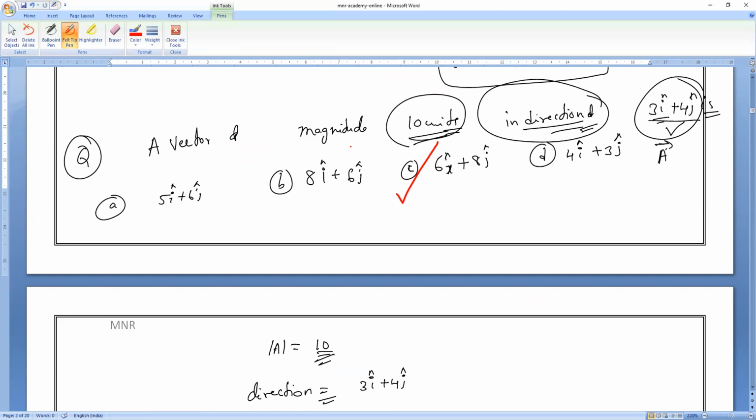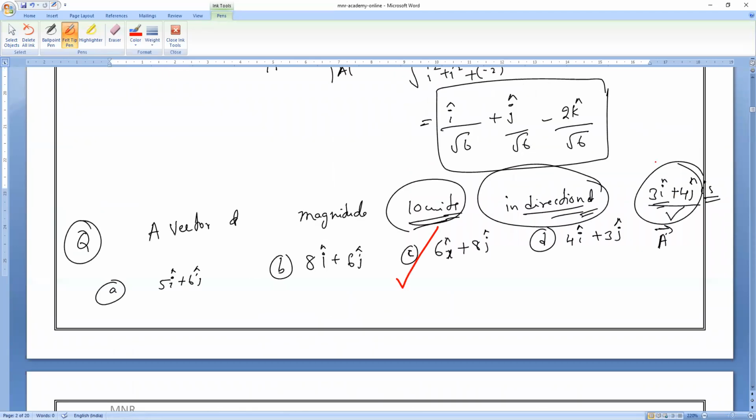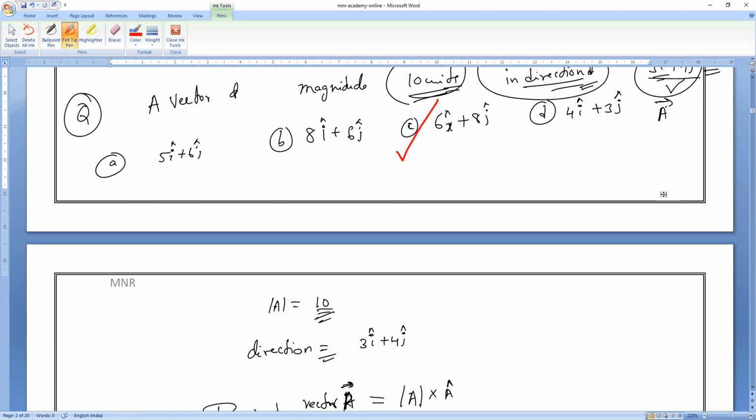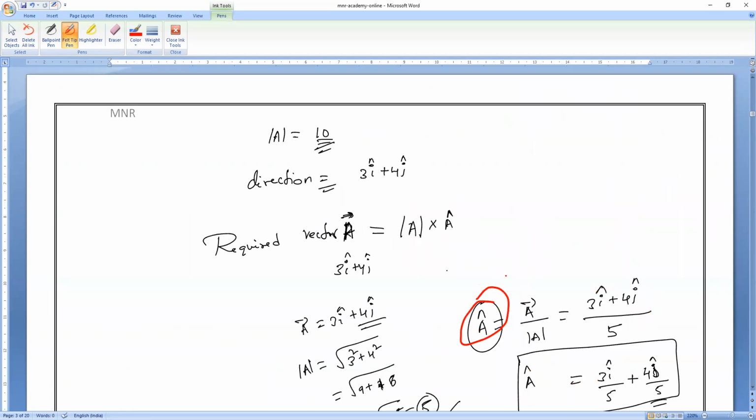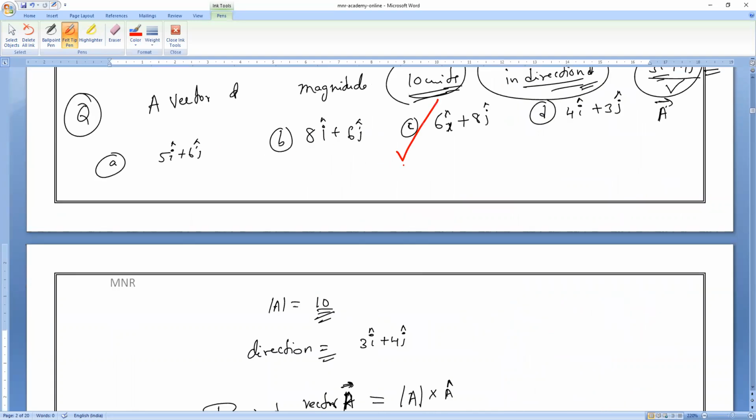So once again, I'll explain. Listen, a vector of magnitude 10 in the direction of 3i cap plus 4j cap is dash, they're asking. Now if you notice, the given vector in the question is 3i cap plus 4j cap. With the help of that, we can find the direction. If you find the direction, then we know the given magnitude is 10. So the required vector is what we need to find.